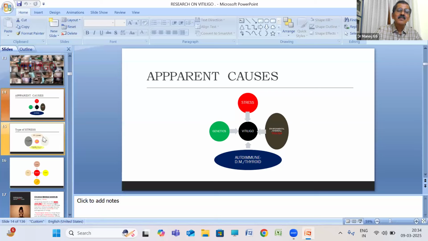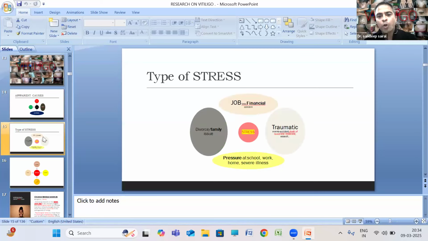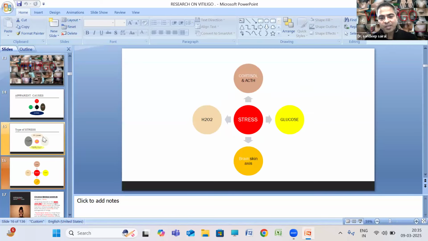Okay. So vitiligo is linked with stress. Vitiligo is linked with the genetic factor. Vitiligo is linked with the environmental factor, and vitiligo is linked with autoimmune disorder. We will take it one by one. See, first stress we will discuss. Stress is mainly financial stress like job loss, or family related like divorce, or a trauma like the death of loved ones, close ones, or any assault or accident, or the pressure at school, work, home, or severe illnesses.